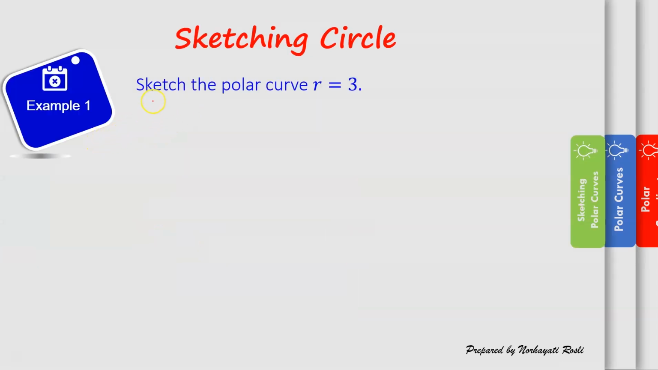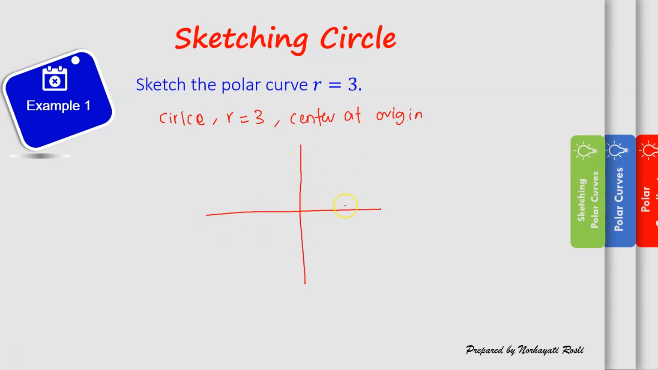Go to example 1. The question asks us to sketch the polar curve r equal to 3. So class, for this example, understand that the radius of this circle is 3 and there is no cos or sin theta. This means that this is a circle with radius r equal to 3 and center at origin. So we will have a circle centered at the origin. Here x is 3, here negative 3, and then y is 3, and this one negative 3. So we will have this kind of circle.